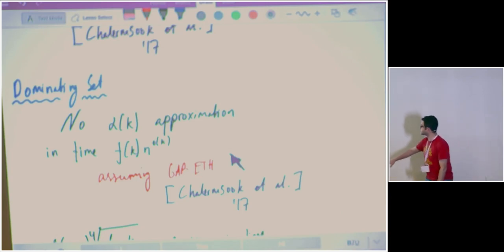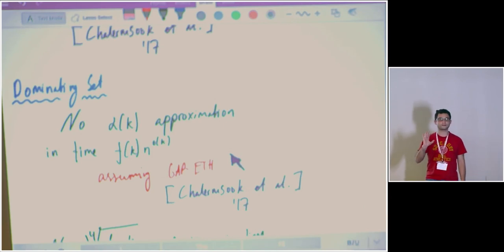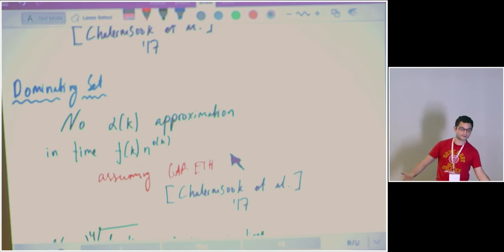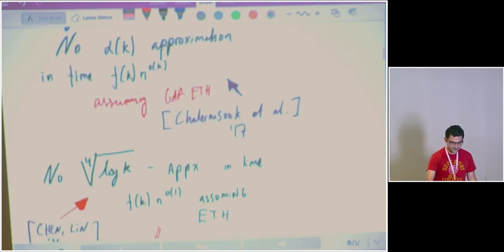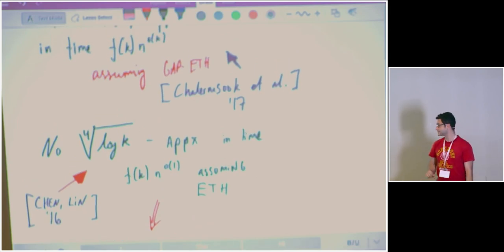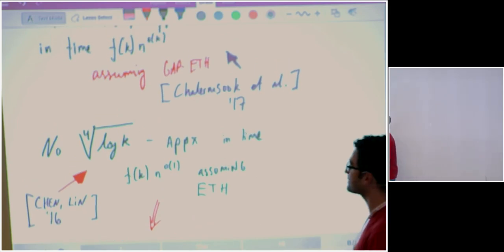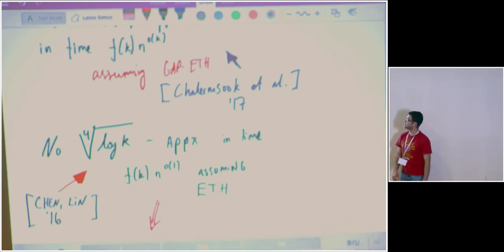So this is an extremely strong result, assuming you are happy to accept gap ETH. What gap ETH is, I'm going to speak about later. But if you're not happy to accept gap ETH, what happens if you just believe ETH? Well, for clique, we don't know anything. But for dominating set, there was a great paper in 2016 that says that in FPT time, you cannot constant factor approximate it for any constant. In fact, you can't even fourth root of log k approximate it.